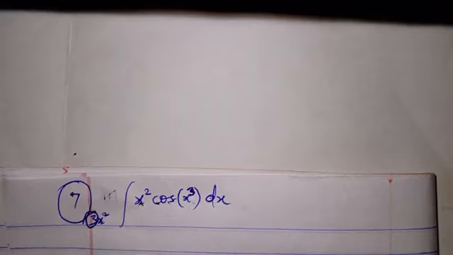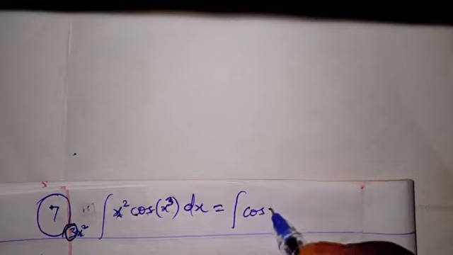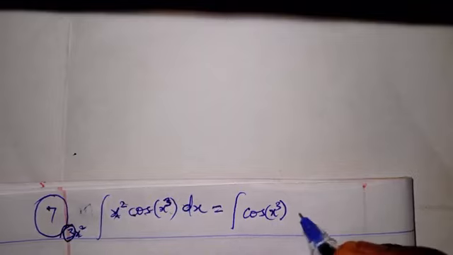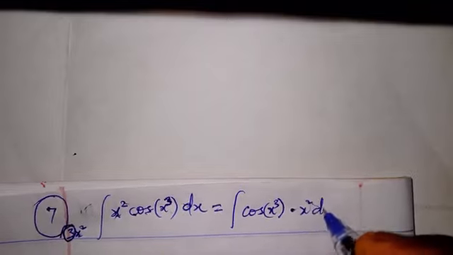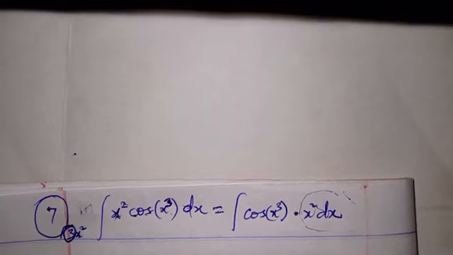So look at this integral like this: the integral of cos x cubed times x squared dx. We are going to totally replace this x squared dx with something else. Watch.